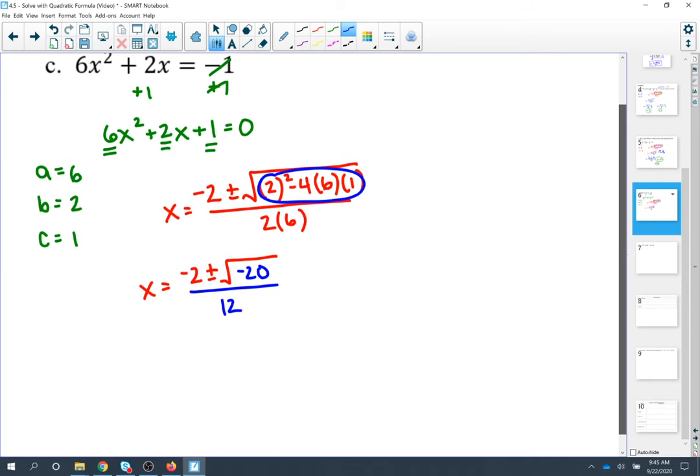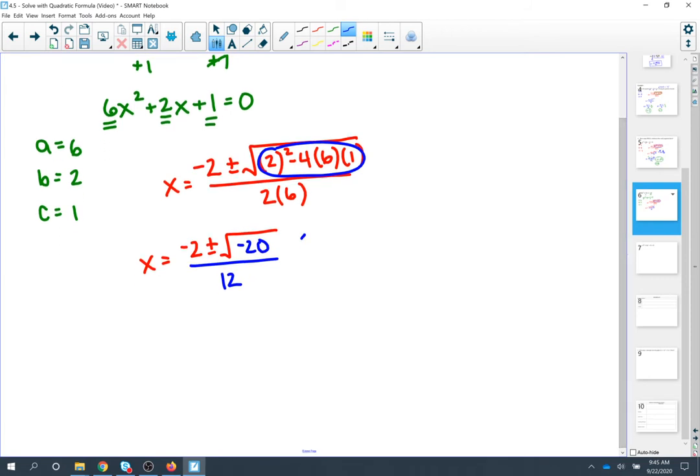At this point, I'm going to take a look at that square root, and I could try to break it down. But what do you notice about that square root? That's negative. Can we take the square root of a negative number? Not at the moment. We will, but not right now. So how many real solutions does this have? No real solutions. And we can stop right there for today.